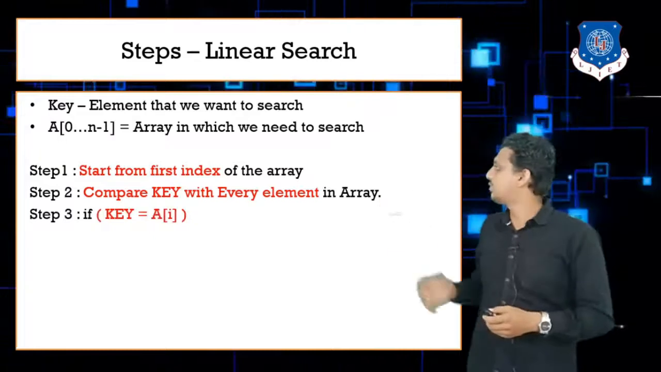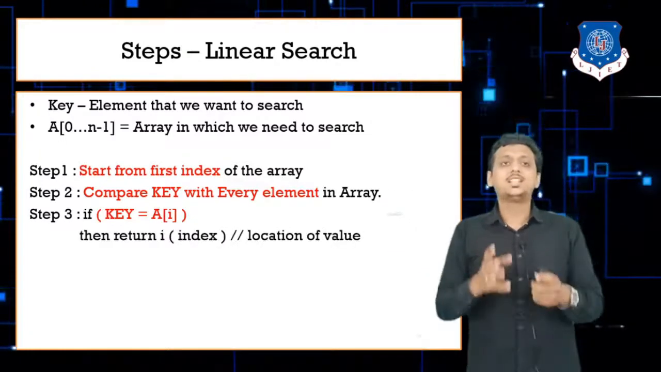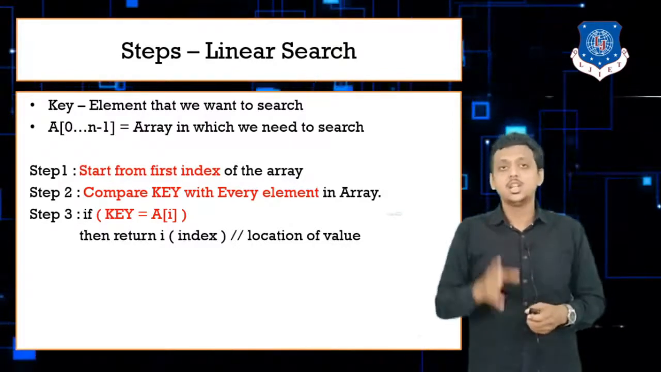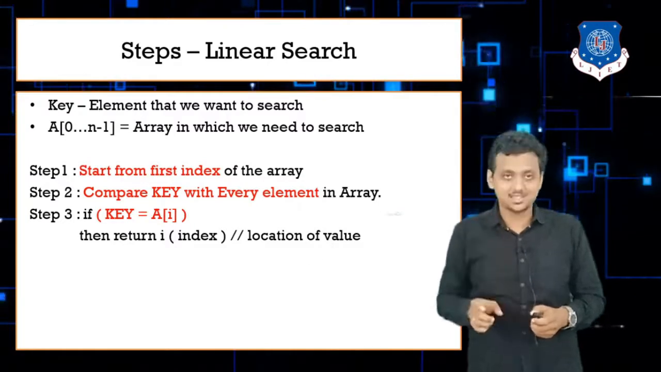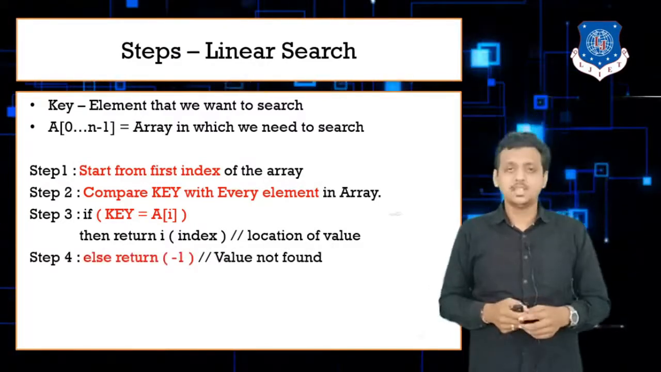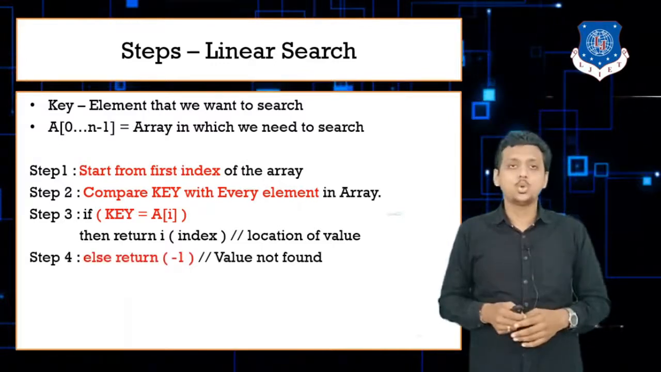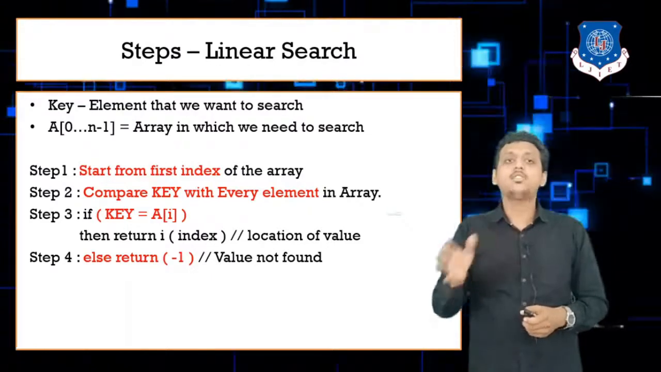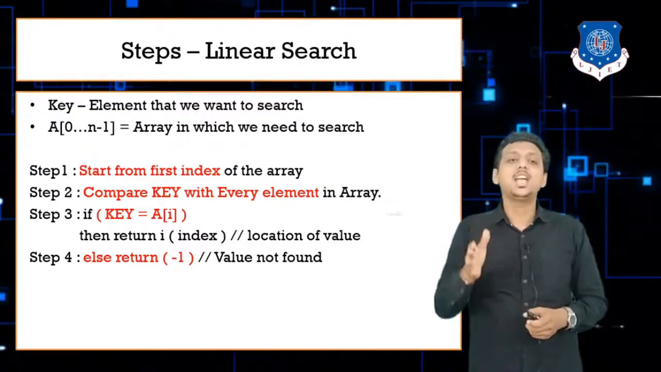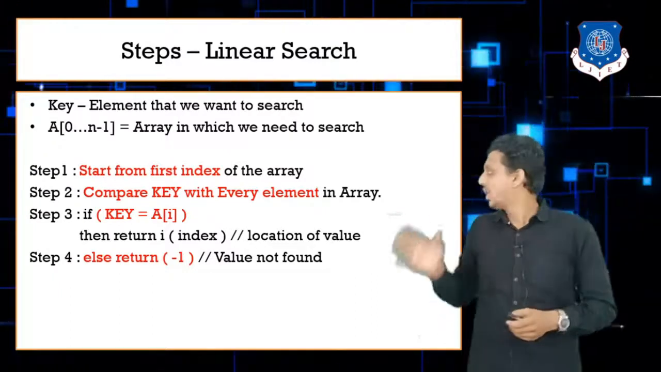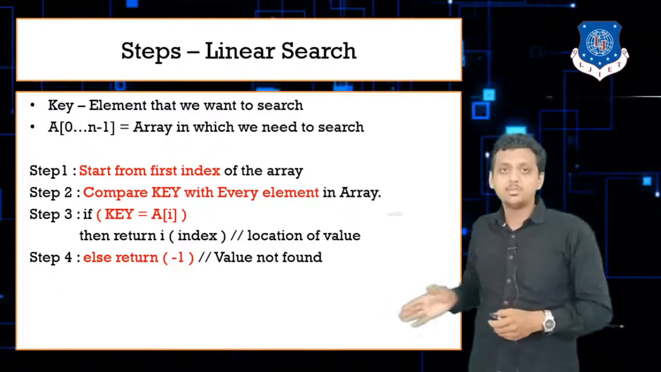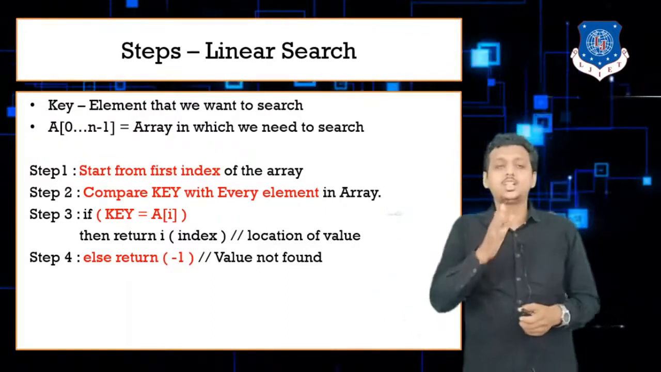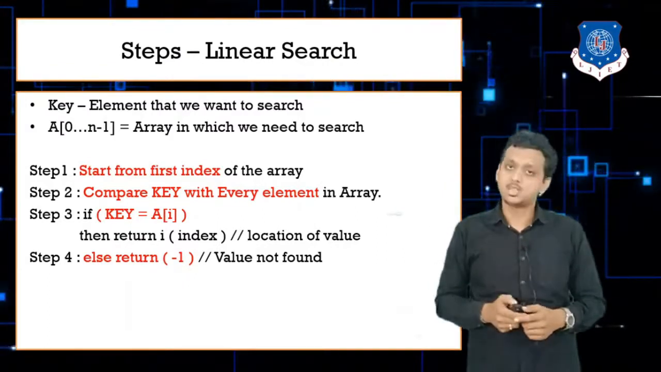So if the key is equal to A of I, then you can write return index. That means return I, where I stands for the index of the location where the key element exists. Else you can write return minus 1. Students, return minus 1 shows there is no element. Here I am not returning the value, but the index of that particular value. I write minus 1 because a valid index should never be minus 1. So if the element is found, return I, else return minus 1.